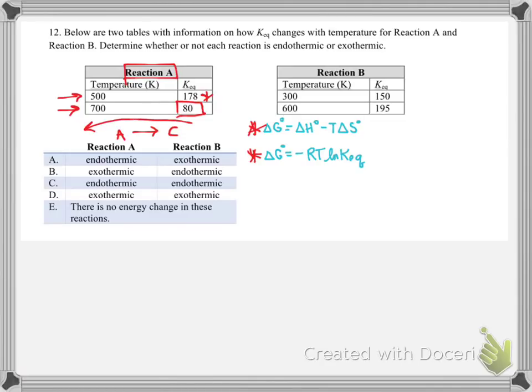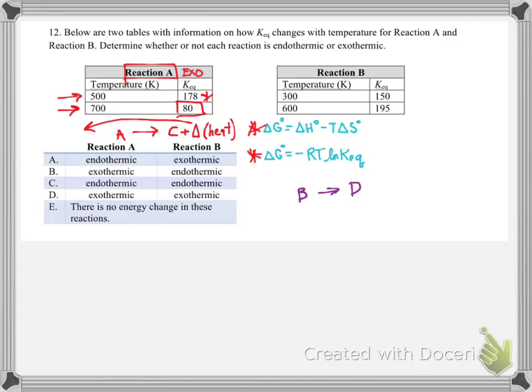So I have here some arbitrary reaction. A goes to C. If the reaction shifts to the left at higher temperatures as we add more heat, that means that we can consider heat to be a product. Okay, if heat is considered a product, that means we're looking at an exothermic reaction. So this first one here is exo.